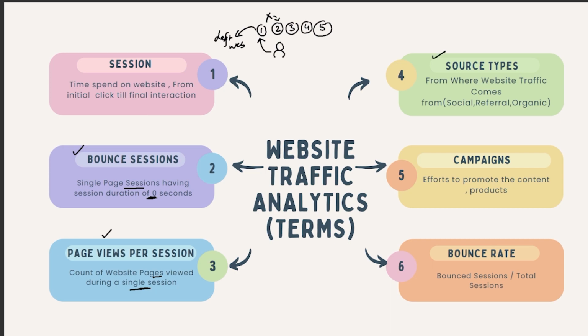Then we have the source types. Source type is where website traffic is coming from. Here we have mentioned some of the sources, for example social, referral, organic. If our user is coming due to some social media, then the website traffic source is social media. And if our user is coming through some referral program, then we need to mention the traffic source as referral.